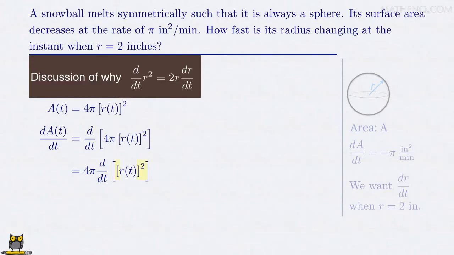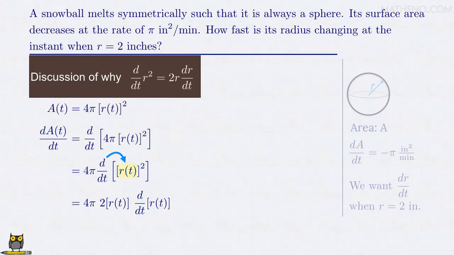As usual, when we take the derivative, the 2 comes down in front, and we have 4 pi times 2 times that thing in brackets, which is r of t. But we also have to remember the chain rule and apply d/dt to what's inside the brackets, which gives us the chain rule term d/dt of r of t. Let's be clear, r is a function of time t, even though we don't know exactly what that function is. It doesn't matter. Whatever the function is, it has a derivative with respect to time t, and that is this term d/dt of r of t.